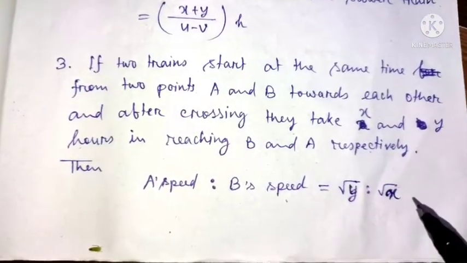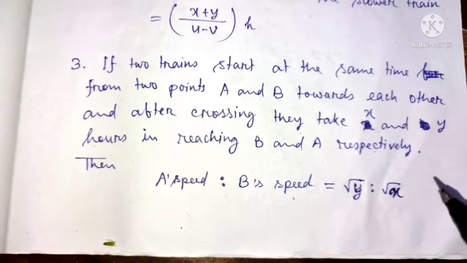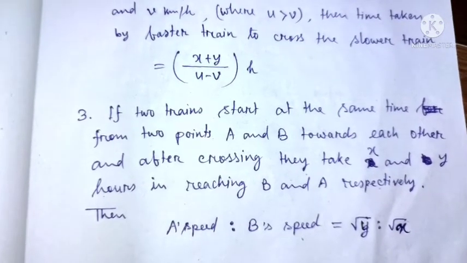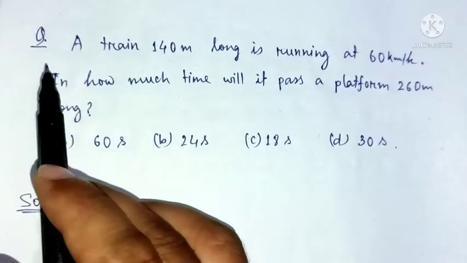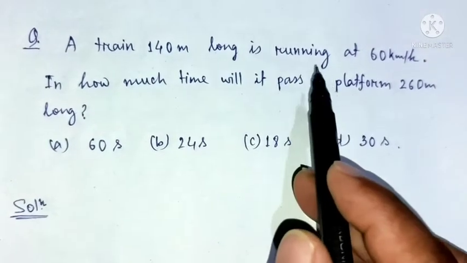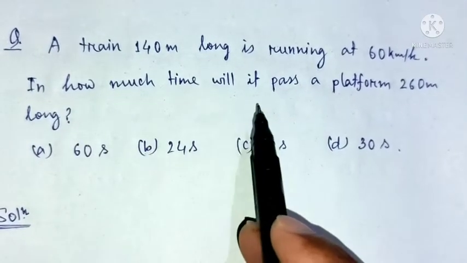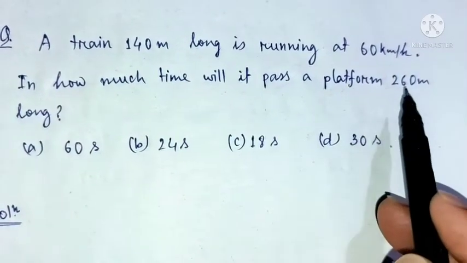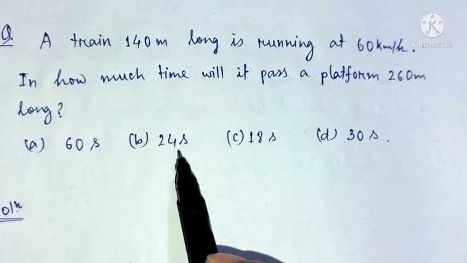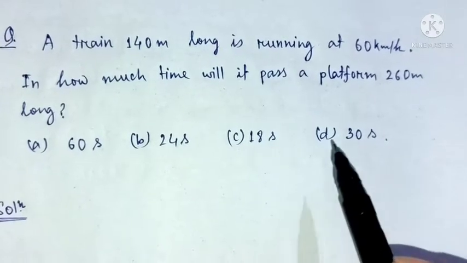So this is another point that should be remembered very carefully so that you can do problems related to it. Now to clear these 3 points, let us take some examples. Here a train 140 meter long is running at 60 km per hour. In how much time will it pass a platform 260 meter long? Options are given: 60 second, 24 second, 18 second, 30 second.